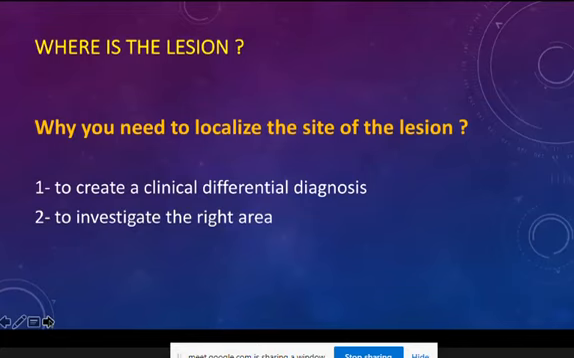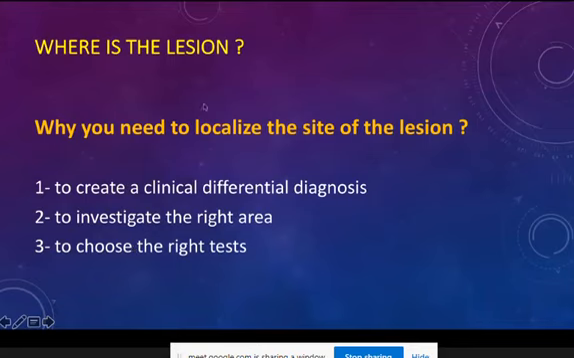If you have a patient with spastic paraparesis and a sensory level at the umbilicus, I will investigate the right area. I will not waste my time and my money doing an MRI scan of the brain or cervical spine, which will be normal because the lesion is at the umbilicus or dorsal cord. To choose the right test. If you think the cause is cord compression, I'll go for the MRI scan. If you think it is infection, I'll go for lumbar puncture.